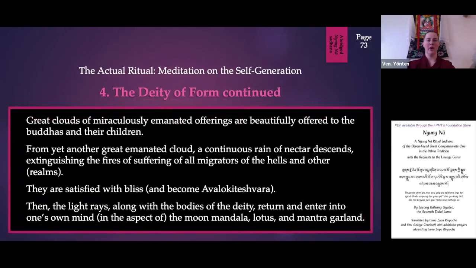Great clouds of miraculously emanated offerings are beautifully offered to the Buddhas and their children. From yet another great emanated cloud, a continuous rain of nectar descends, extinguishing the fires of suffering of all migrators of the hells and other realms. They are satisfied with bliss and become Avalokiteshvara, Chenrezig.